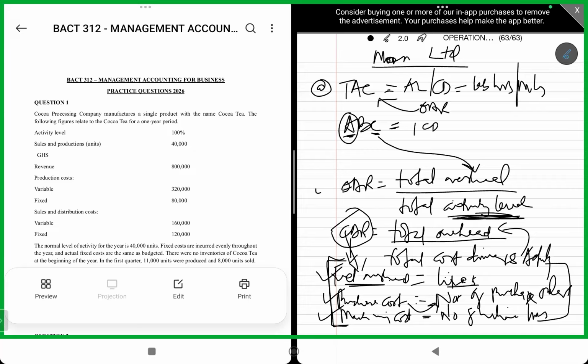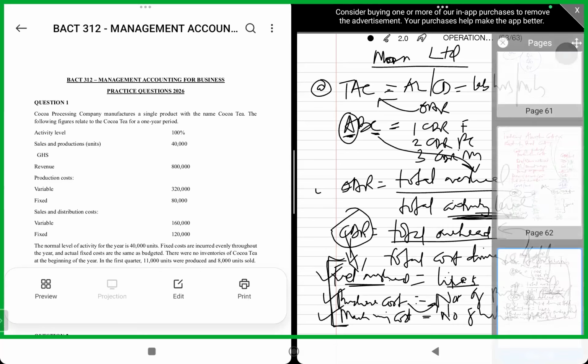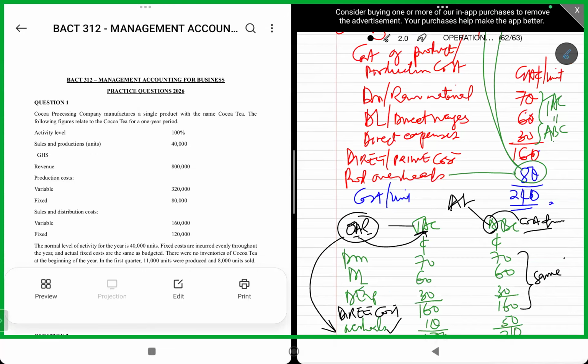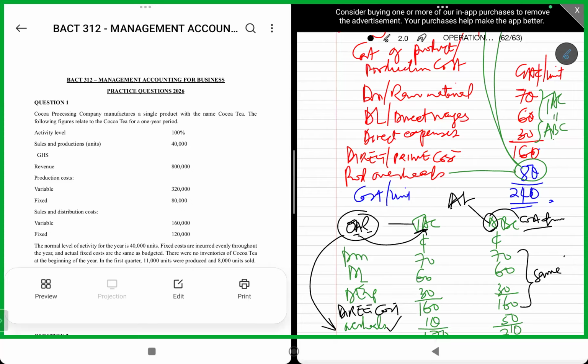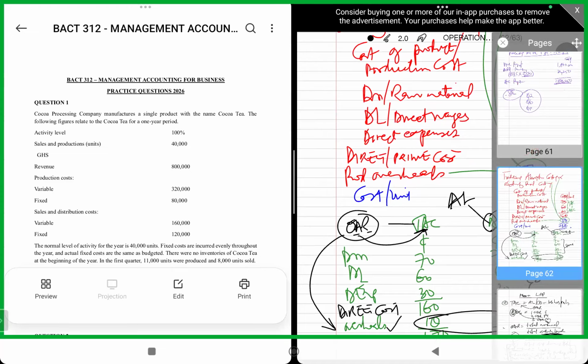But when it comes to activity-based costing, I will have three CDRs. The first CDR will go to the fuel. The second CDR, the cost driver rate, will go to the purchase cost. And the third CDR will go to the machine running cost. The reason why I told you from the beginning that the difference between traditional absorption and activity-based costing is determined by the way the overheads are computed is because all these are talking about overheads. Do you get the concept right?